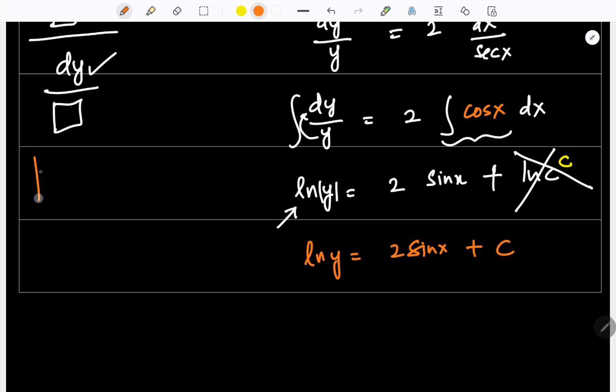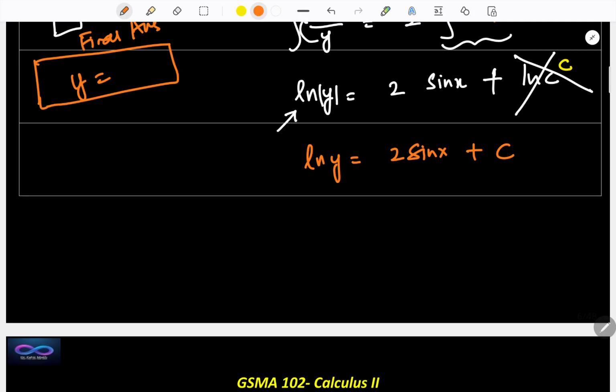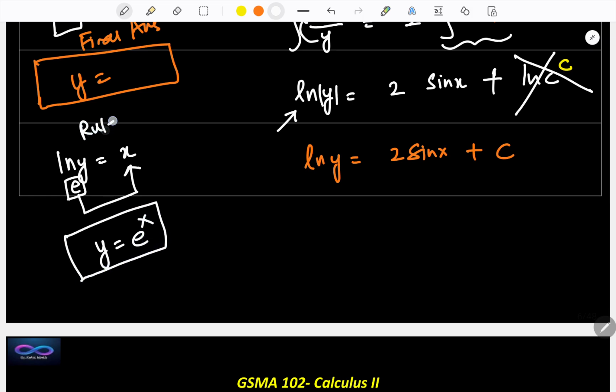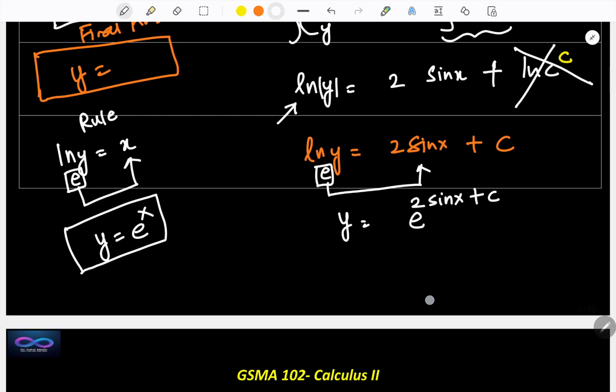What did I say? The final answer should be what? I said final answer should be y is equal to. So I have to bring y is equal to. How can I bring y is equal to? For that, in prep year, we studied the pick and tick rule. What is that? Suppose ln y is equal to x. Ln means what? Base is e, right? So we pick and tick. So y is equal to e power x. This is the rule to convert ln to y. So the base is e. So y equals, pick and tick, e power 2 sin x plus c.